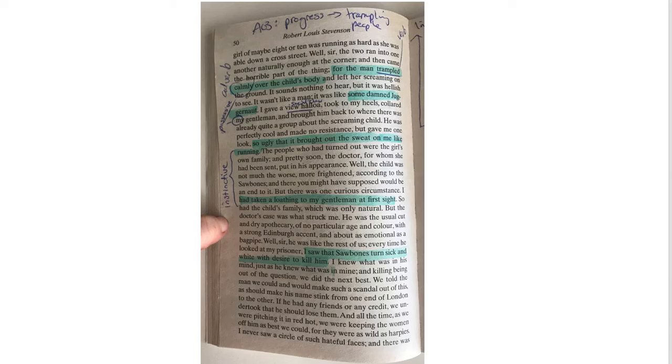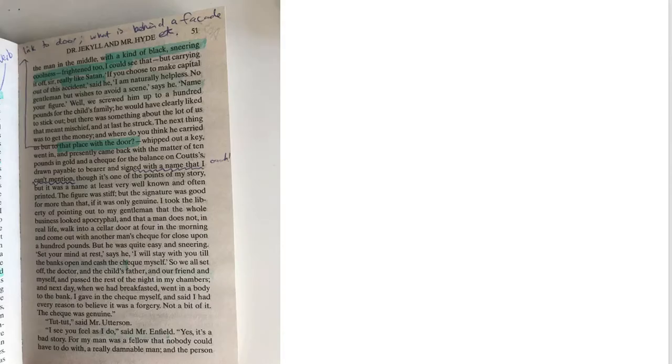And it's not just Enfield. Sawbones is a sort of slang term for a doctor, and I've highlighted here as well that the sawbones turns sick and white with the desire to kill him. There is something intrinsically evil about this man that people's instinctive, visceral reaction is to hate him and want to cause him harm. We're going to turn the page now to page 51.